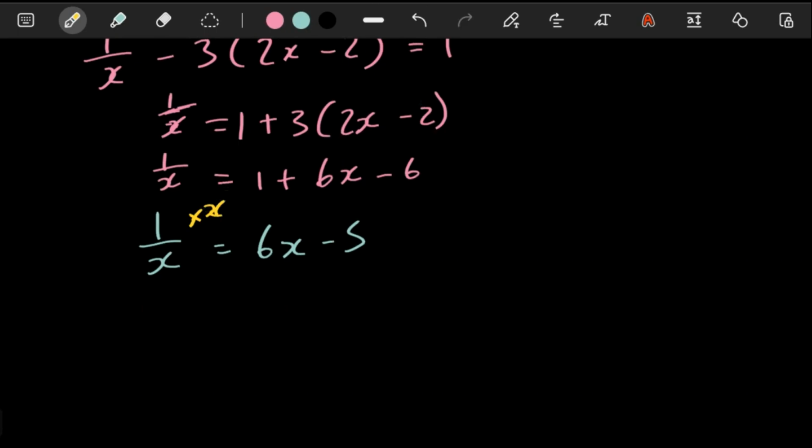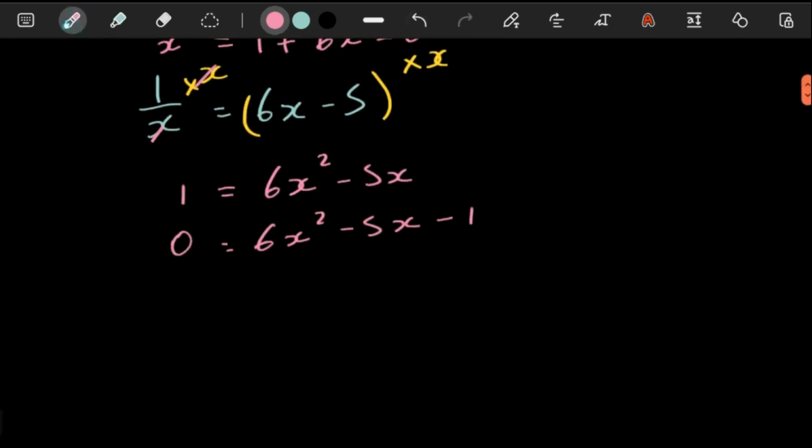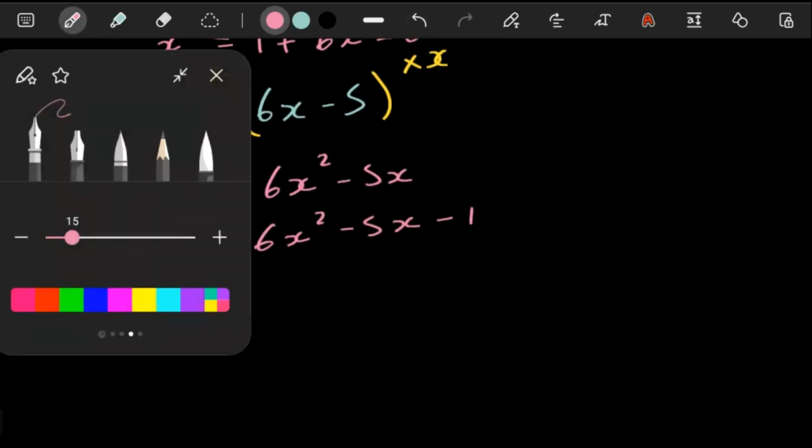Multiplied by x. Here you have to multiply the whole thing by x. So what's going to happen is that this x cancels that x, and then 1 is equal to 6x squared, because you're multiplying this times that, this times that. Then you have to put everything on one side and put it into the calculator. So putting everything into the calculator, we have to be careful.